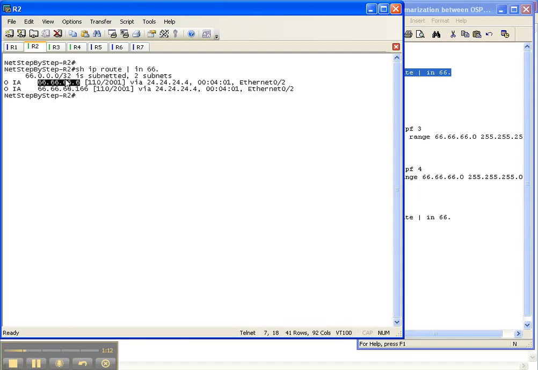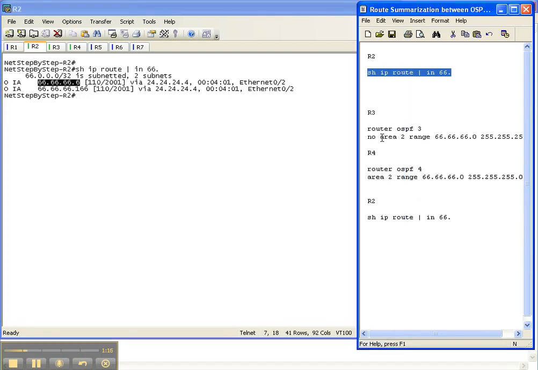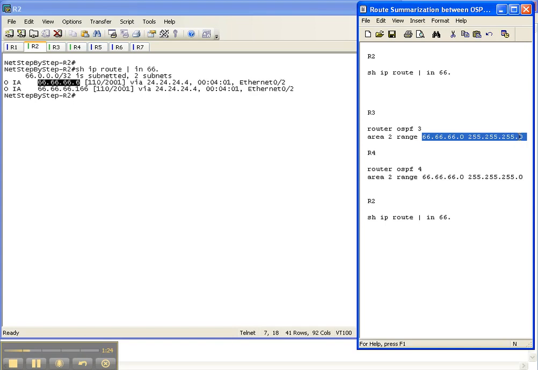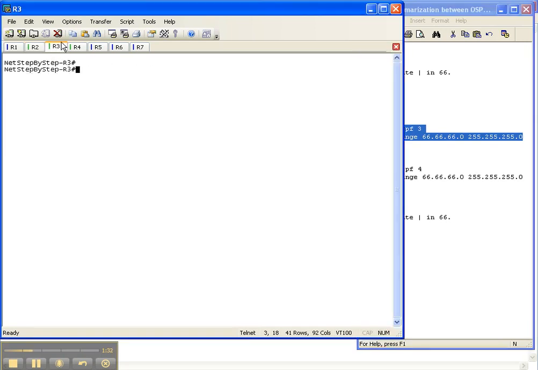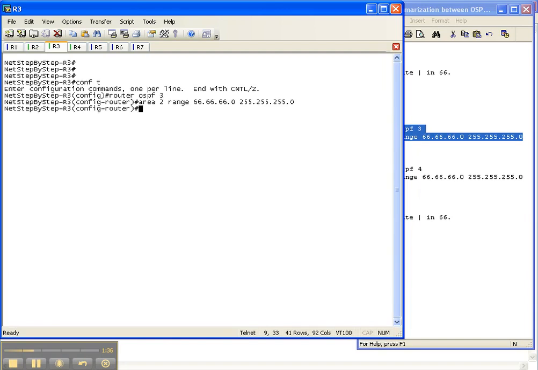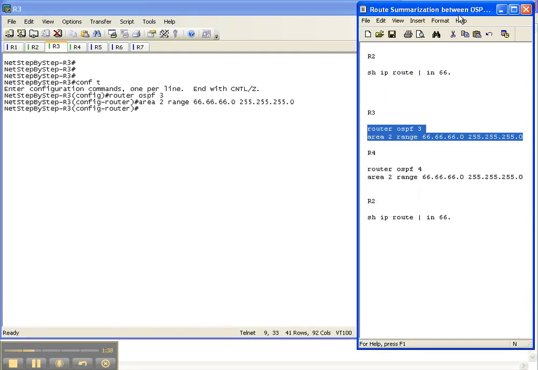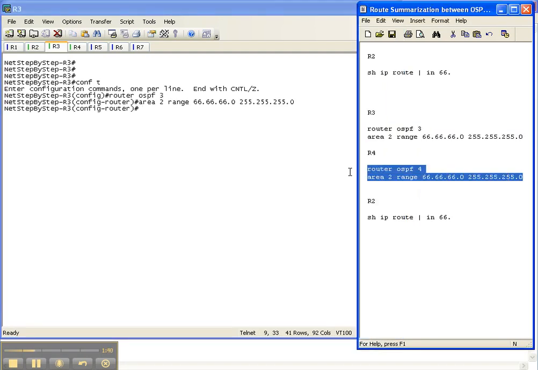So they're both /32s. And we're going to configure summarization on router 3 and 4 because they're the area border routers, and we're going to summarize those two prefixes to a /24. So let's go ahead and do that. Let's go over to router 3. And then go over to router 4.